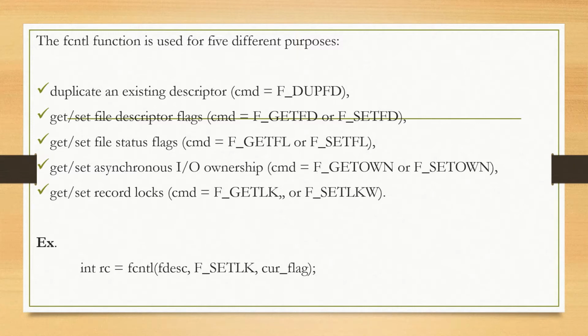The close on exec flag of a file descriptor specifies that if the process that owns the descriptor calls the exec API to execute different programs, the file descriptor should be closed by the kernel before the new program runs or not.